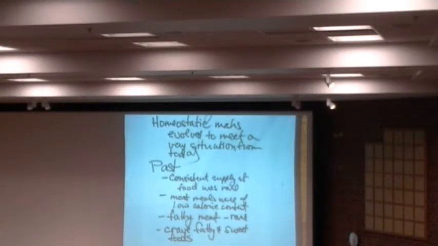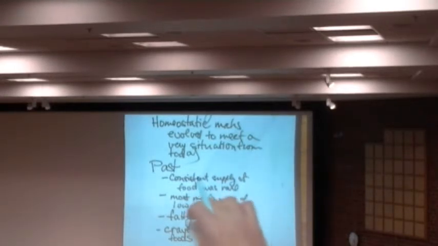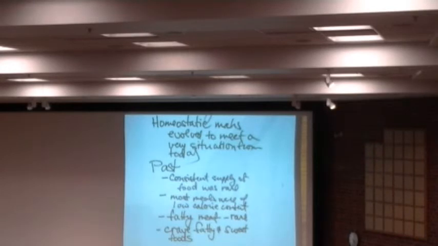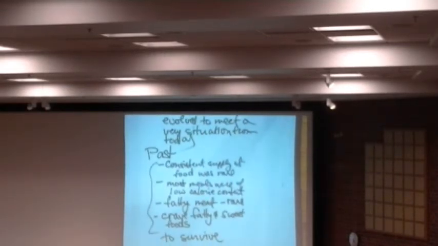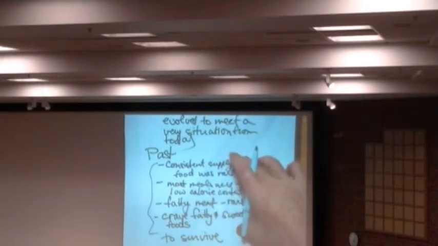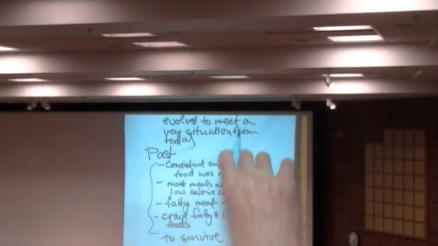It was a benefit to have mechanisms that enabled you to convert extra food, if you had any, to a storage form, and to get as much high-calorie food as possible because it wasn't always available. In the past, this is what you needed to do in order to survive. This is what our homeostatic mechanisms evolved to do, to help us survive under these kinds of situations.